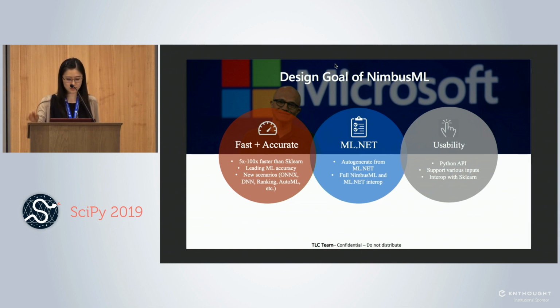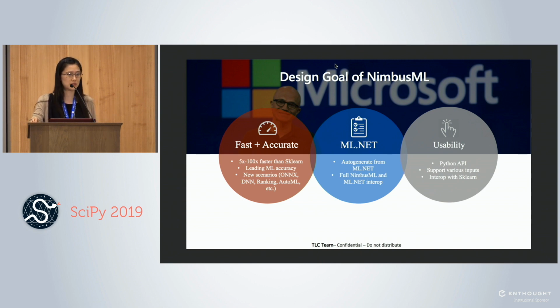We claim, from a lot of experiments using very famous data sets, that we can achieve 5 to 100 times faster than Scikit-learn. Imagine that if you are using Scikit-learn, you are using 30 hours to train a model. Now you are using 0.3 hours. That is just several minutes. And we are having very good ML accuracy, especially if you are training a pipeline with default parameters.